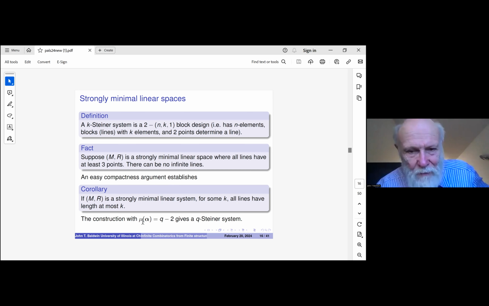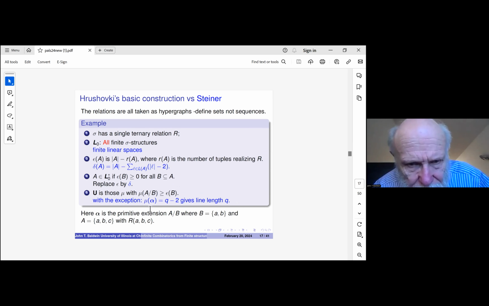k. And what will happen in doing this construction is if we set mu of that little triple alpha that I mentioned before, C over AB is a good pair. And if we set the mu of that to be Q minus 2, then we get Q lines, because we can add 1 point Q minus 2 times. So we get a line of size Q.